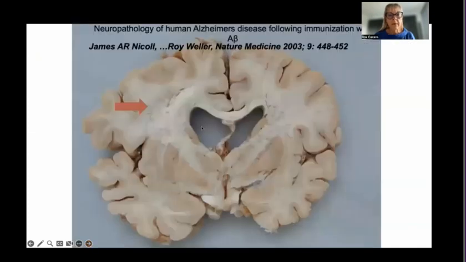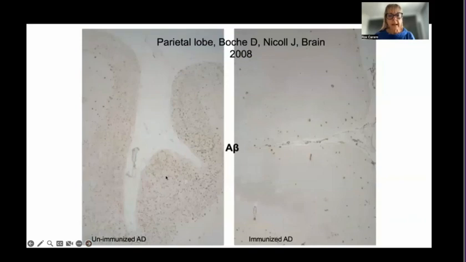So, of course, what happens after immunization, and we have had the opportunity of studying the brains from the very first trial of immunization from Elan in the early 2000s, is macroscopically massive white matter abnormalities and hemorrhages, and microscopically a worsening of cerebral amyloid angiopathy.